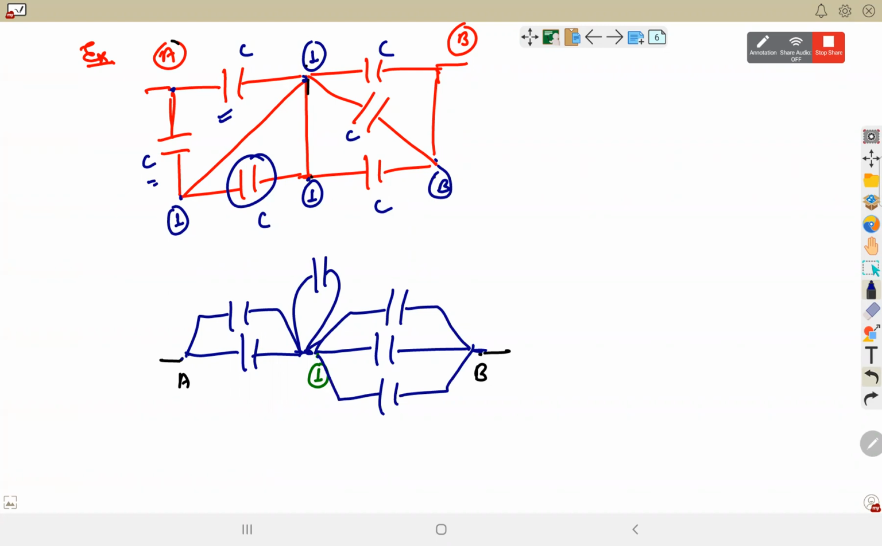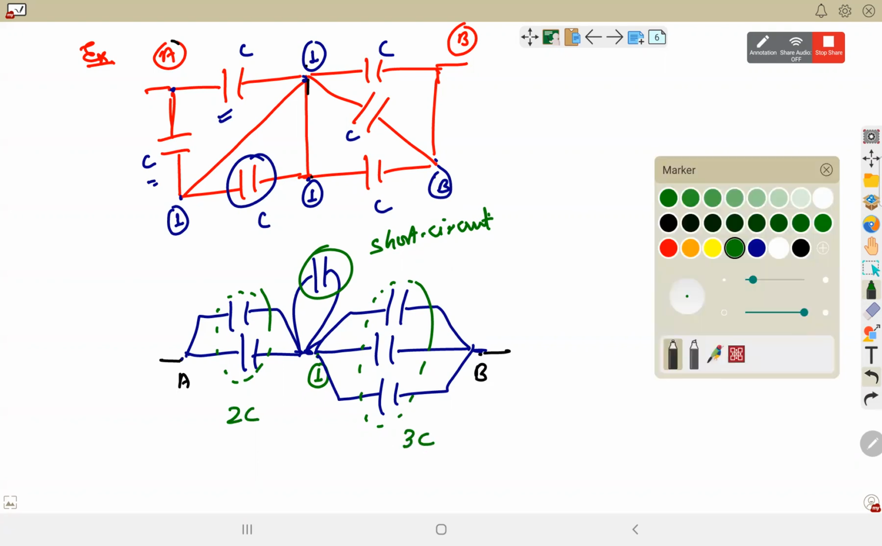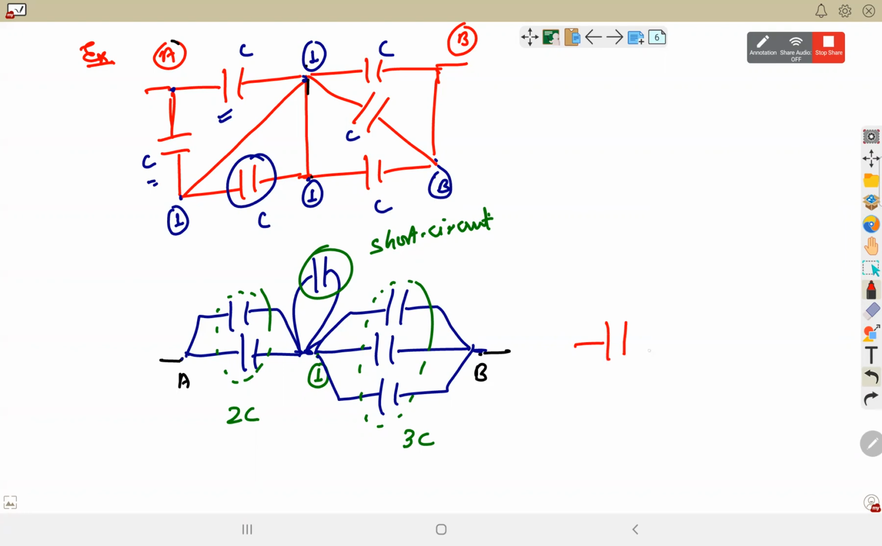This capacitor, which both terminals are connected together, is called short circuited, and that will not draw any charge from the circuit. It can be removed. So 2C and 3C. Two capacitors in parallel become 2C, 3 capacitors in parallel become 3C. Then 2C and 3C both will be in series. Will become 6C by 5.